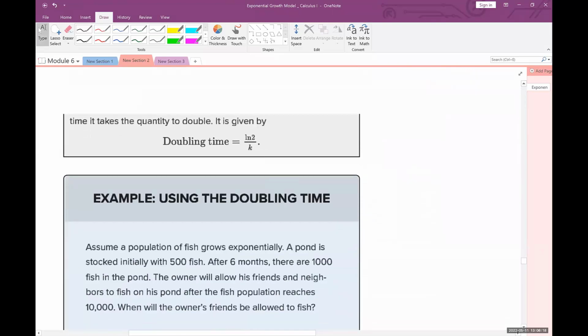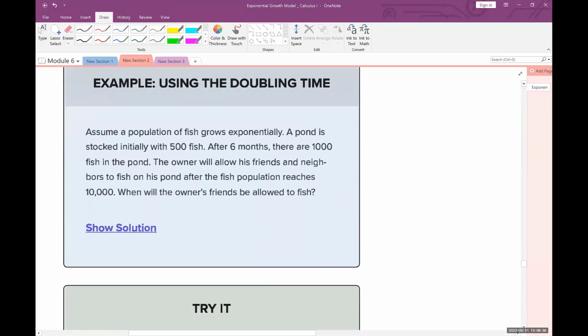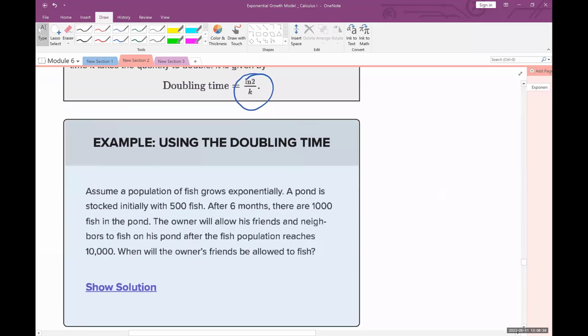So doubling time, and this isn't just for money, but even for populations, the calculation is natural log of 2 divided by the rate of growth. If it's an interest rate, if it's a population growth rate, and so on. But this formula has some other implications. Assume a population of fish grows exponentially. So we can assume an exponential growth in the population. A pond is stocked initially with 500 fish. After 6 months, there are 1,000 fish. So it went from 500 to 1,000 in 6 months. So the doubling time is 6 months.